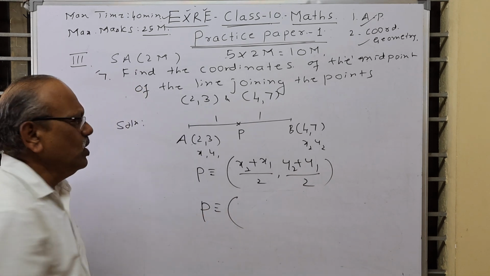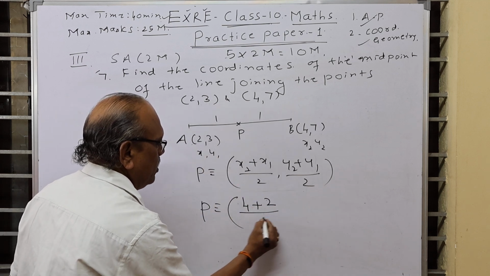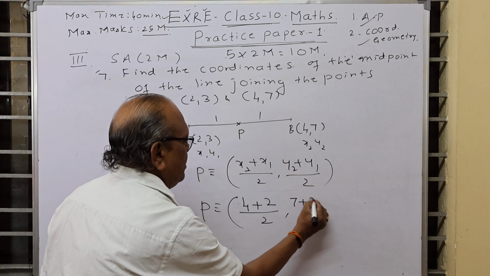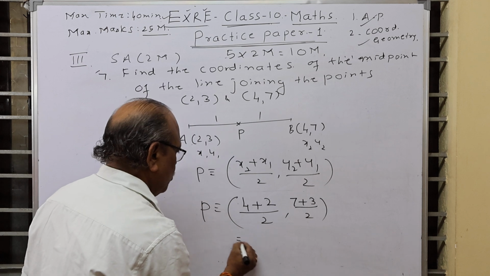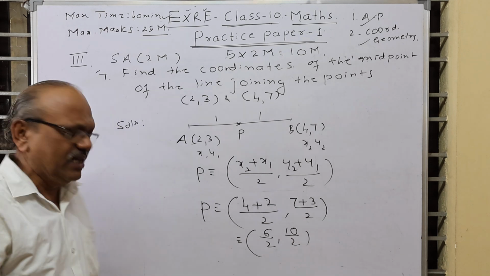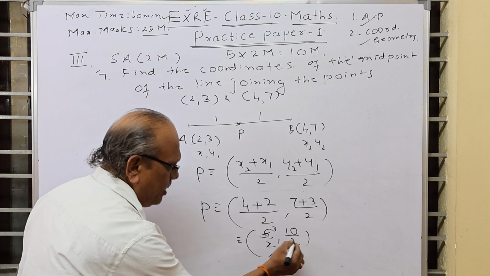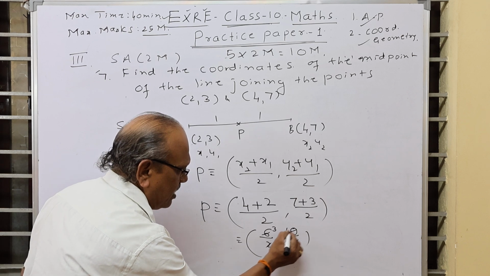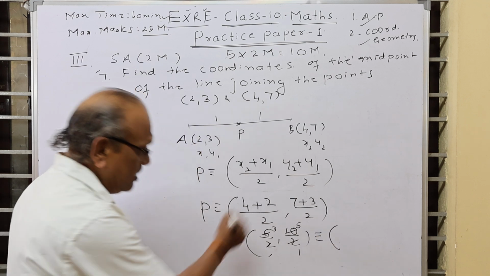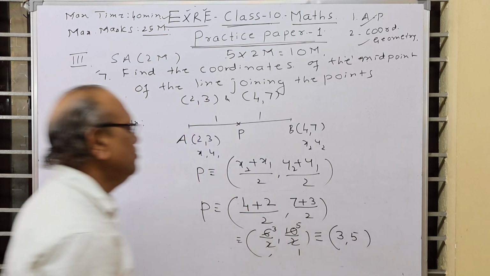You substitute x2, which is 4, plus x1, which is 2, upon 2. Just the arithmetic part of it. And y2 is 7 plus 3 upon 2. What do you get here? 6 upon 2, 10 upon 2. Cancel it: 2 1s are 2, 2 3s are 6. Be careful in arithmetic. 2 1s are 2, 2 5s are 10. You don't do silly mistakes. Generally students make silly mistakes at this part, the simplification part. Therefore the midpoint is exactly (3, 5).